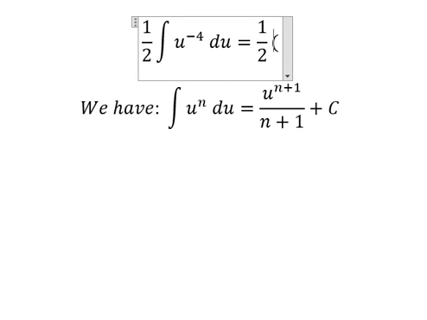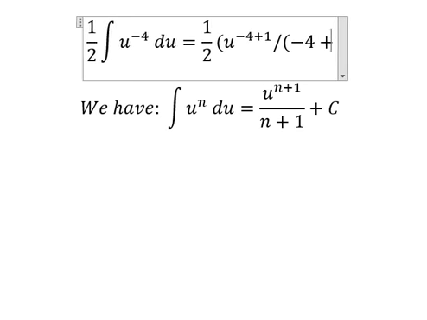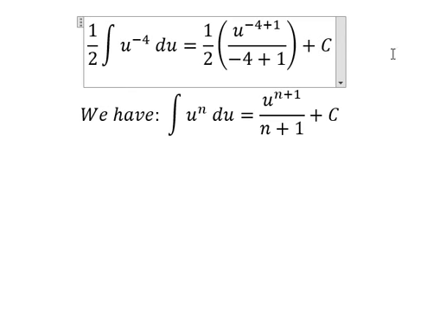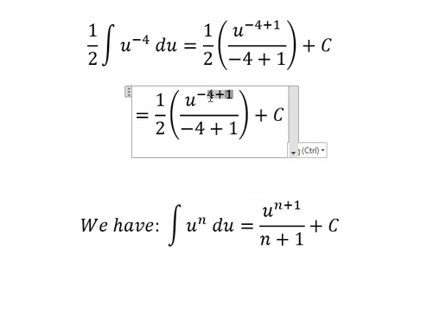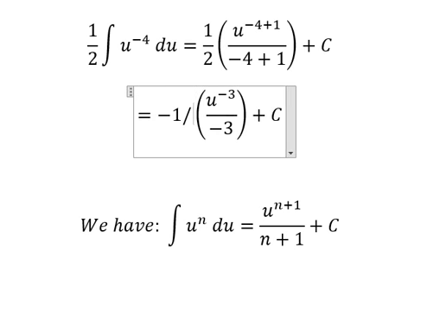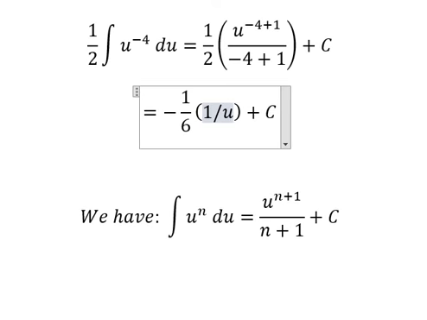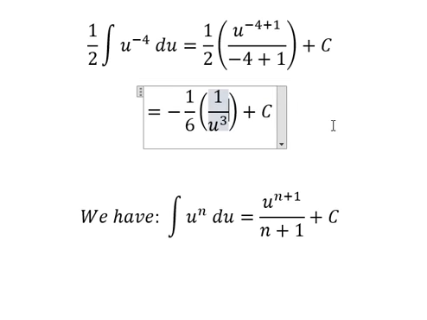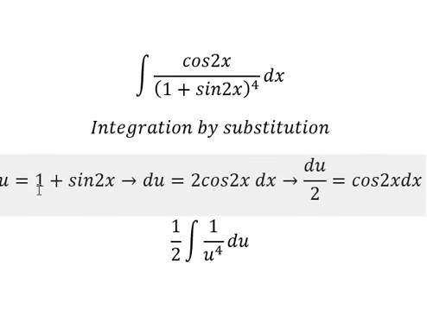And now we have the final answer. So this one we have negative number 3. This one we have negative number 3. Number 2 and negative number 3, we have negative 1 over 6. And this one I will put 1 over u to the power of 3. About u, that is about this one.